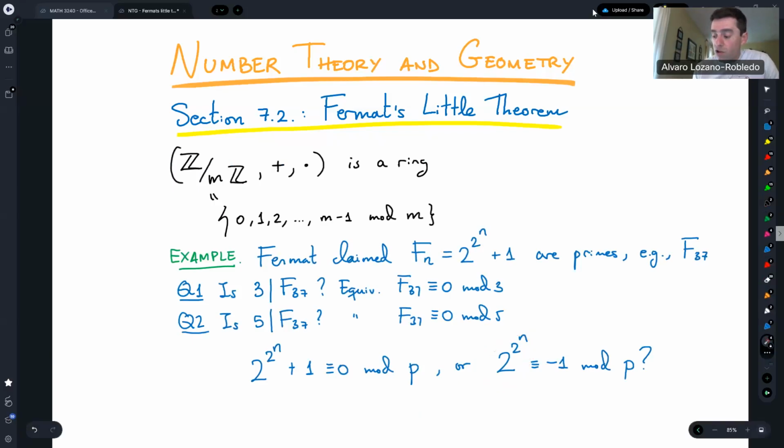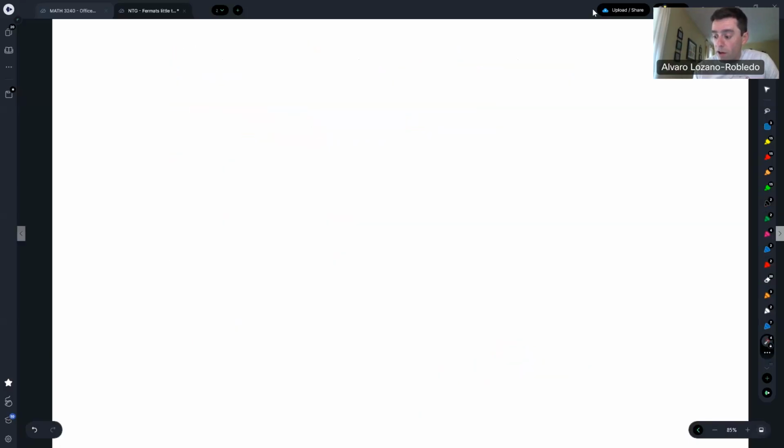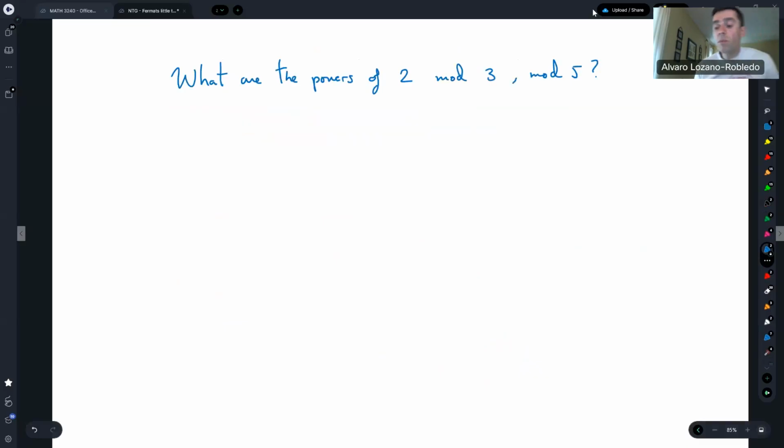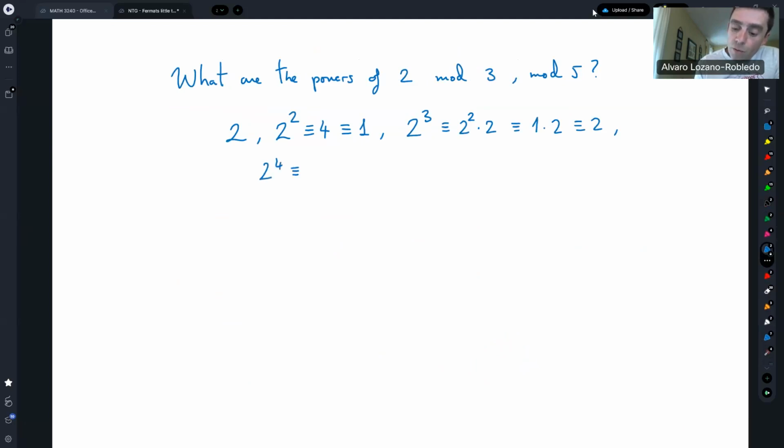So to answer this question, let's think about what happens with the powers of 2 modulo 3 and modulo 5. So we want to know what are the powers of 2 modulo 3 and modulo 5. Well, modulo 3, the powers of 2 are 2 to the 2, that is 4, which is 1 modulo 3. So 2 to the 3, that is 2 to the 2 times 2, that is 1 times 2. So this is 2. And then 2 to the 4 will be 2 times 2, 4, which is 1, etc. So we see that the powers are going to be 1 or 2 modulo 3.